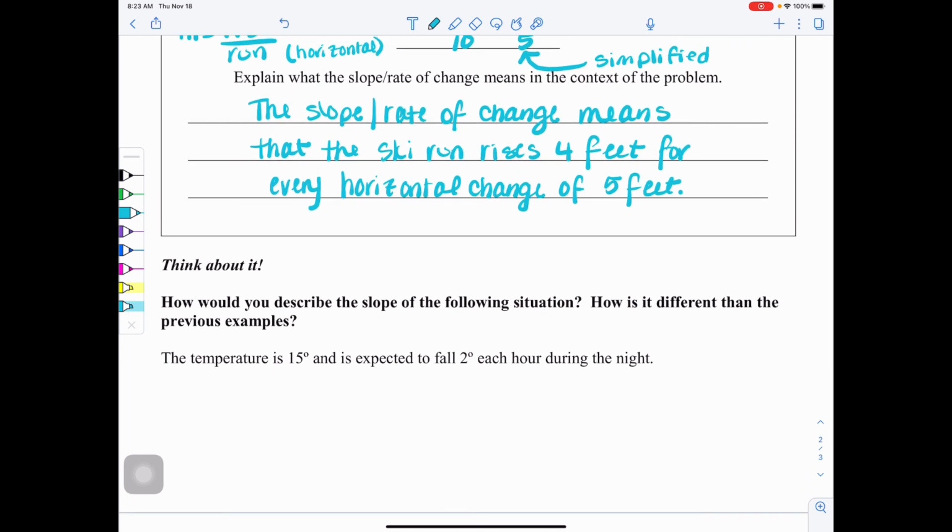It says, how would you describe the slope of the following situation? How is it different than the previous examples? It says the temperature is 15 degrees and it is expected to fall 2 degrees each hour during the night. I'd like you to pause the video and try this question on your own, and when you're ready to go over the answer, you can resume the video.